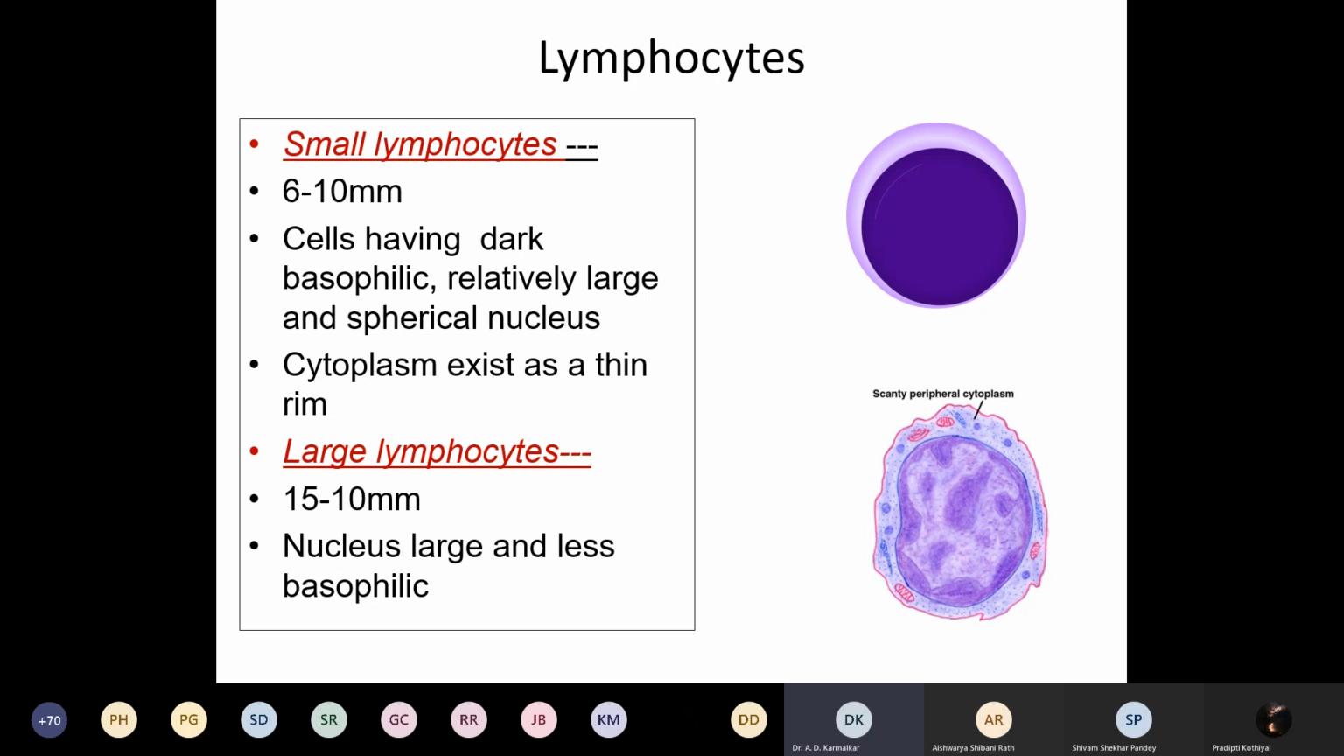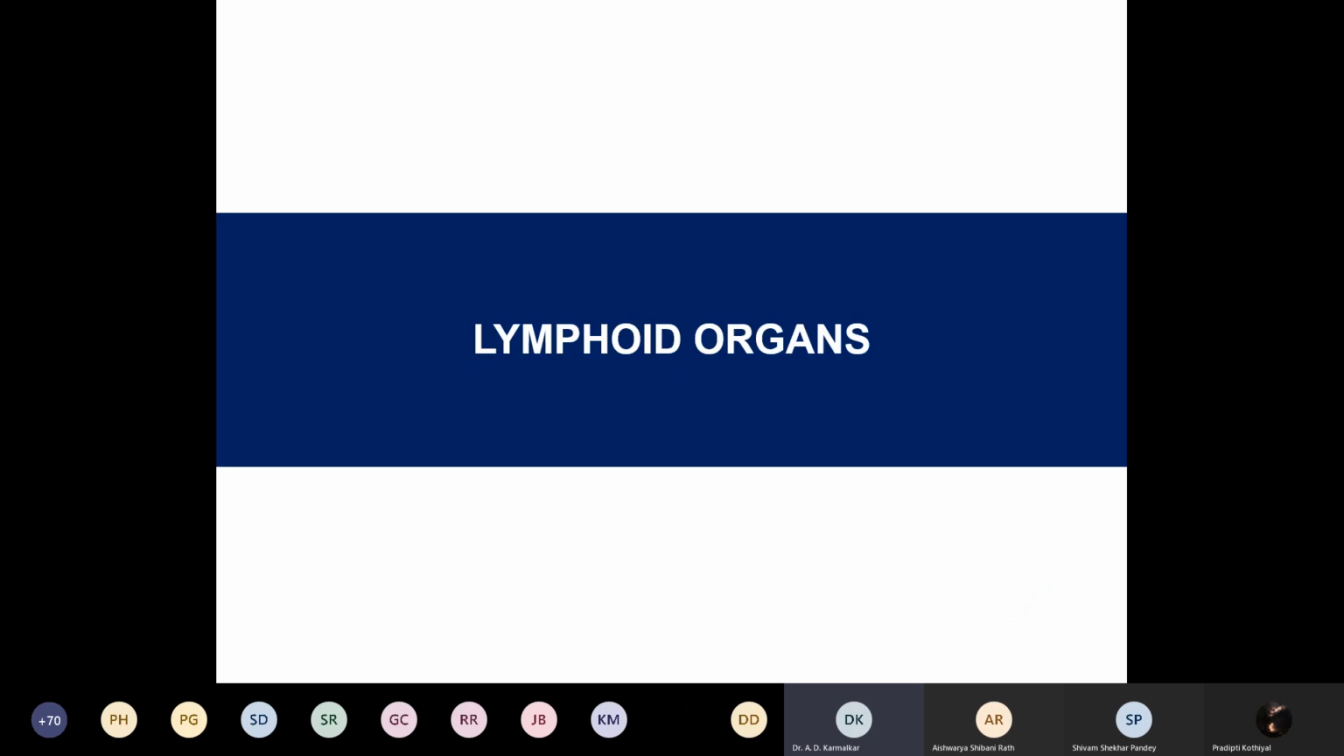What is the difference? If you see here, the small lymphocyte has a dark basophilic and spherical nucleus. Actually, it is occupying the whole of the cell except at the rim, which is the cytoplasm. Okay, the nucleus in the large lymphocyte is also large, but it is less basophilic as compared to the small lymphocytes. Okay, now we go to the other slides.